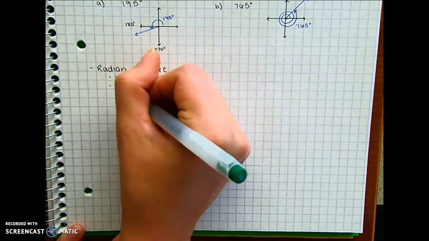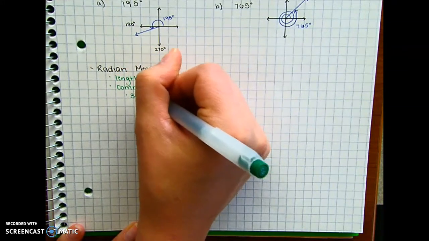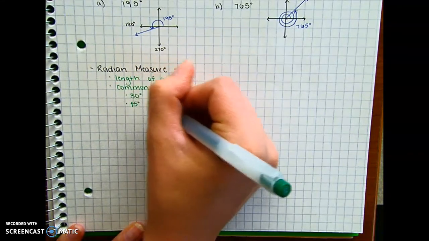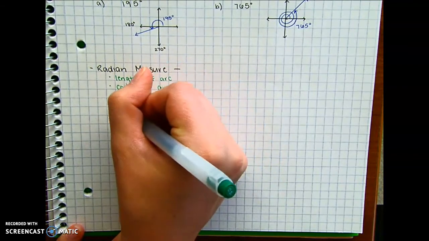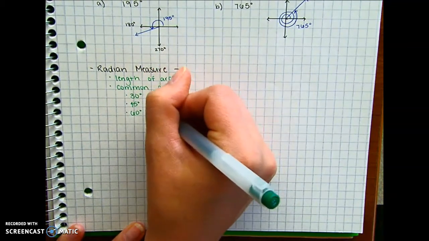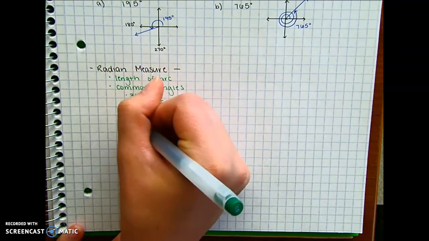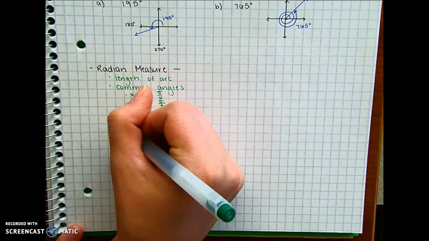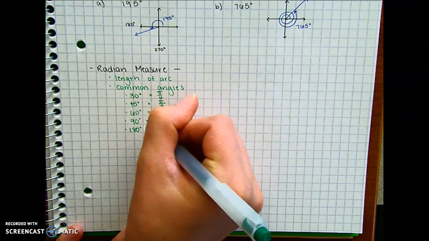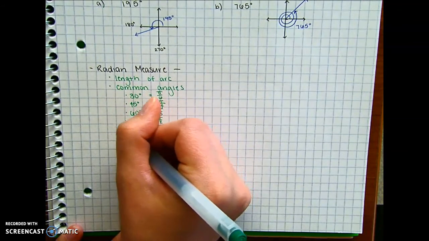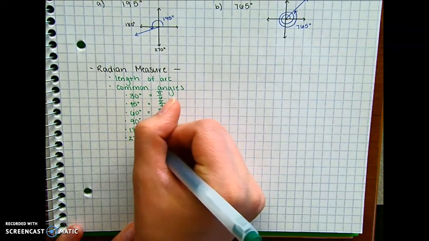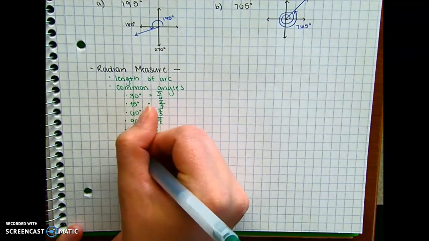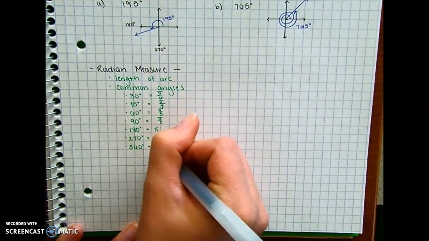Okay, so 30 degrees is equal to pi over 6. 45 degrees is equal to pi over 4. 60 degrees is equal to pi over 3. 90 degrees is equal to pi over 2. 180 degrees is equal to pi. 270 degrees is equal to 3 pi over 2. And 360 degrees is equal to 2 pi.